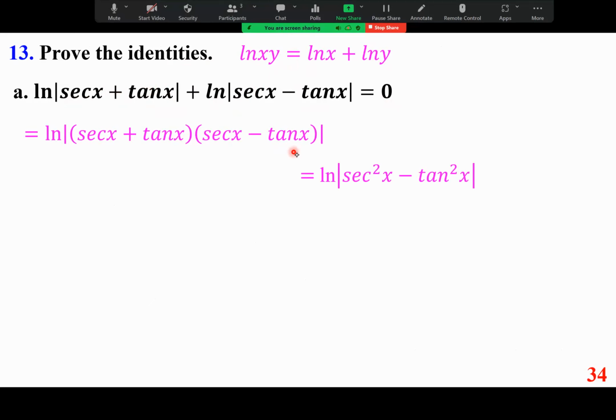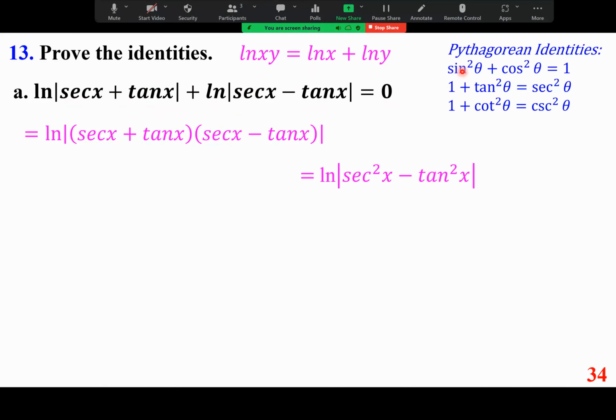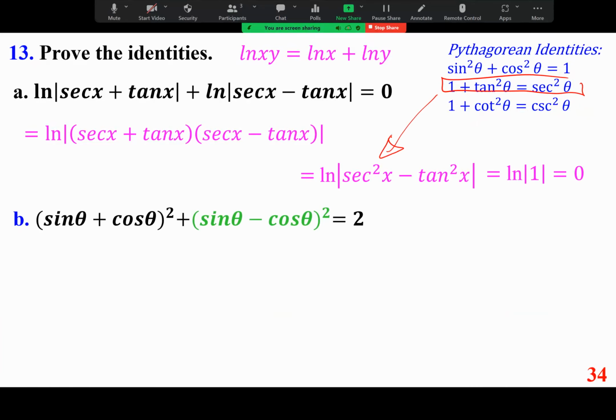Now, this is equal to 1. Why is that? Pythagorean identities. Recall, sine squared plus cosine squared is 1. 1 plus tan squared is secant squared. 1 plus cotangent squared is cosecant squared. So if you stick with the second one, secant squared minus tan squared must be 1. And ln of 1 is 0. I hope you know ln of 1 is 0.